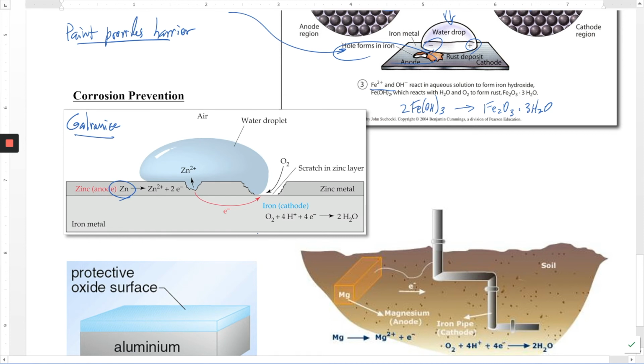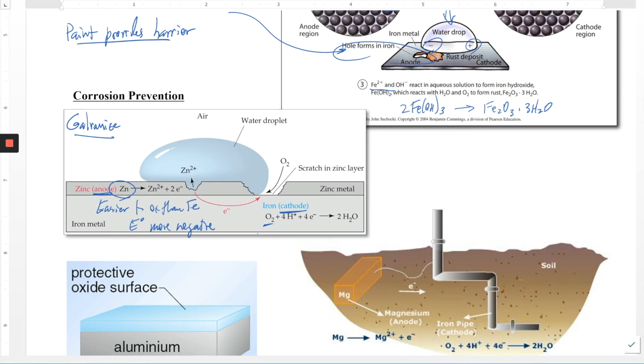And so this works whether or not there's a scratch that goes down to the iron layer, because the zinc is easier to oxidize. And so it gets preferentially oxidized over the iron. It has an E naught that's more negative. So the zinc becomes the anode, and that makes the iron only the cathode, as opposed to up above where the iron is acting as both the anode and the cathode. And at the cathode now, the oxygen will get reduced, but the iron itself will not get oxidized.